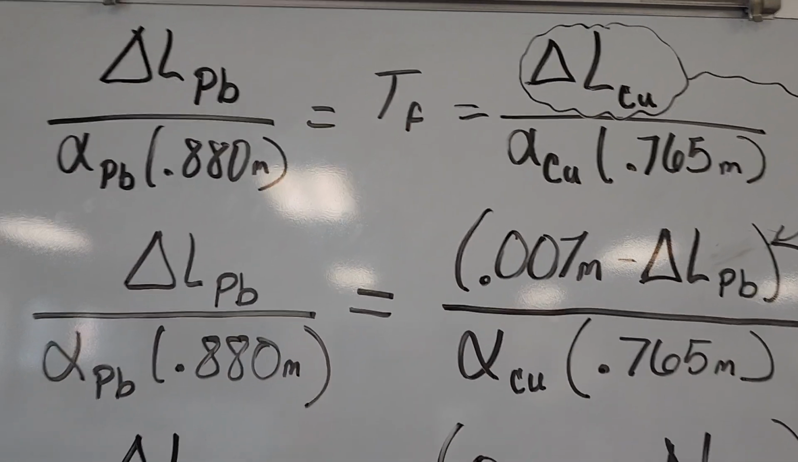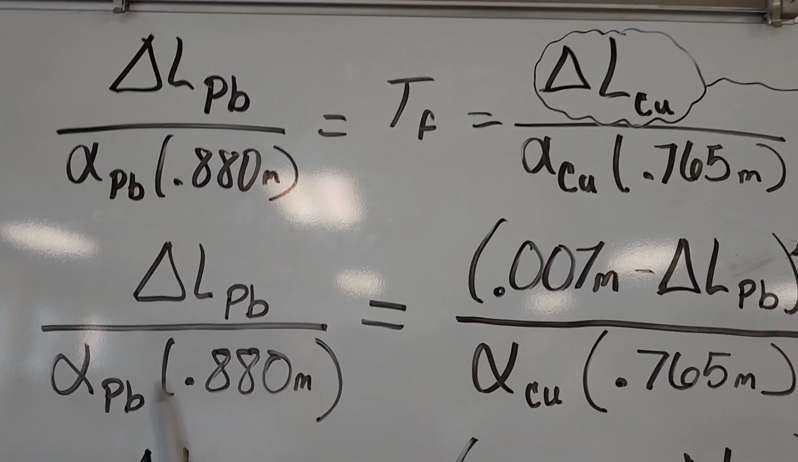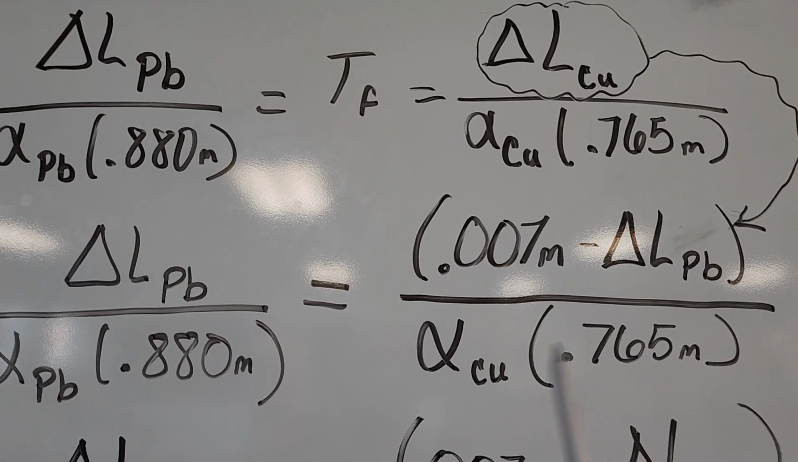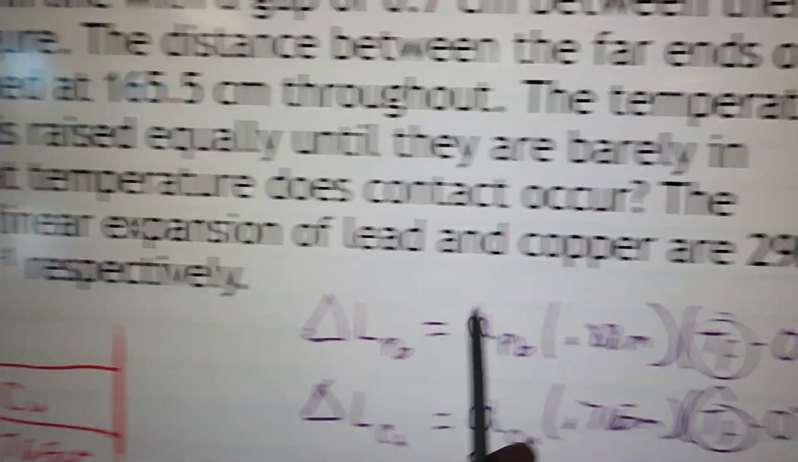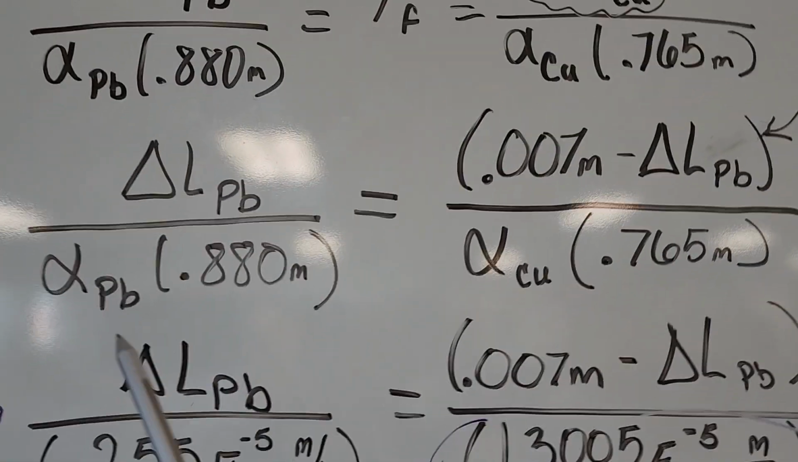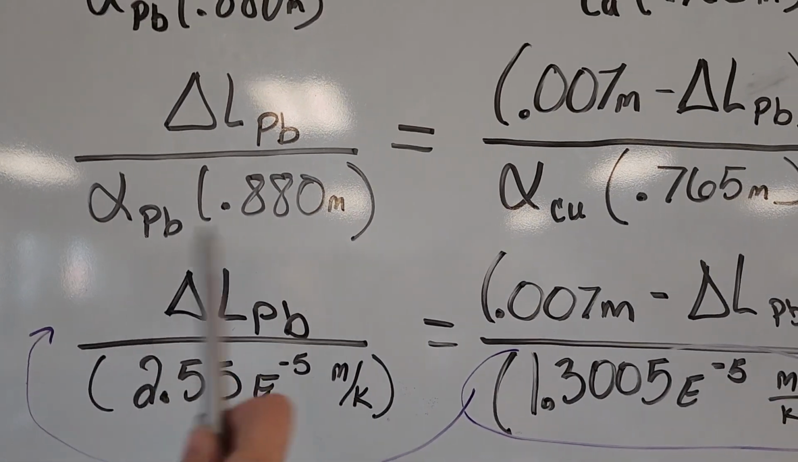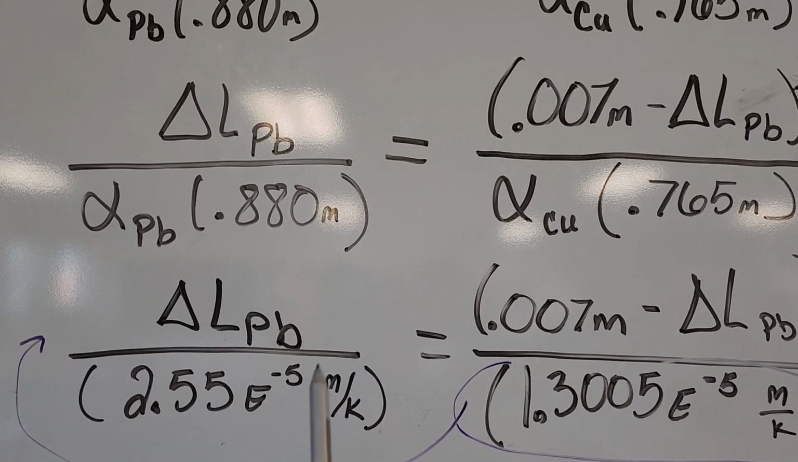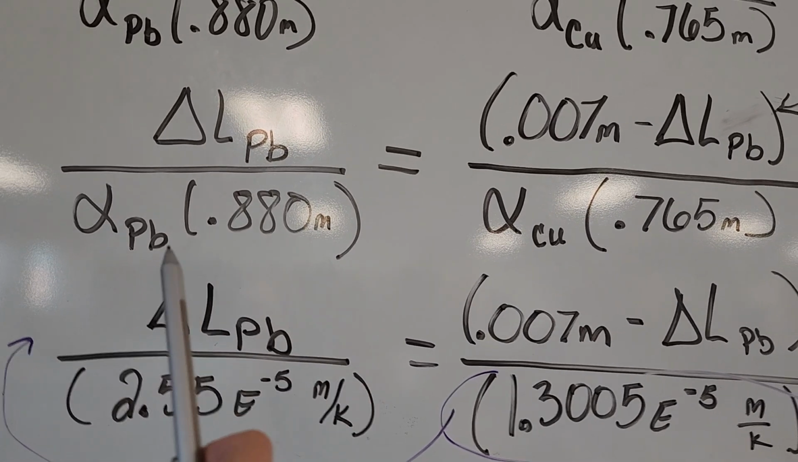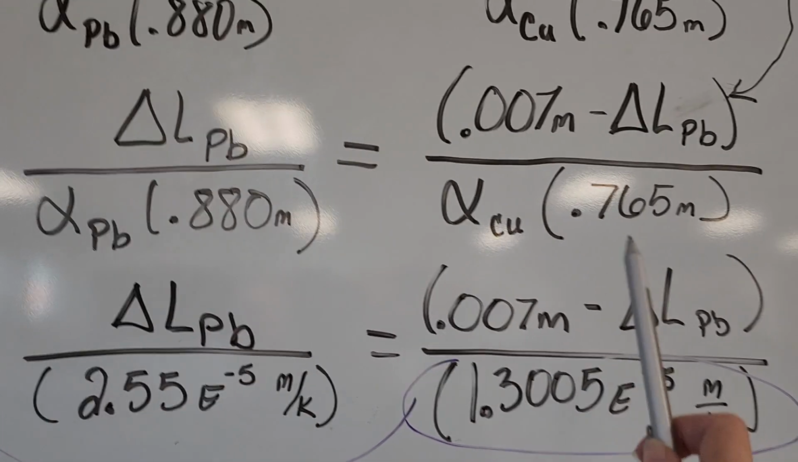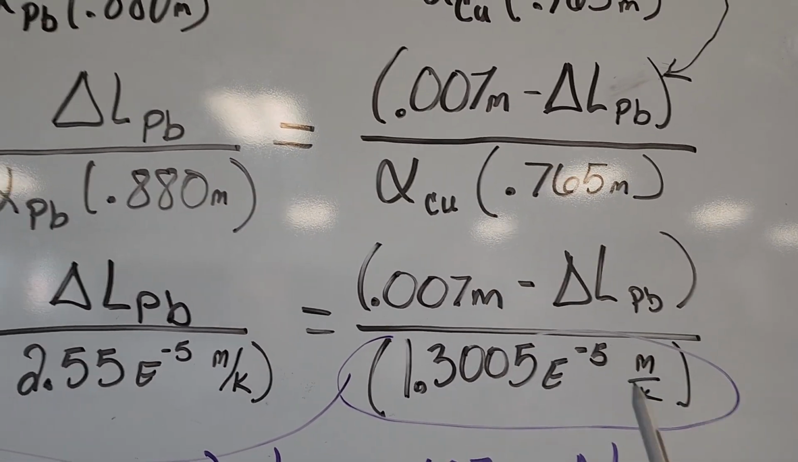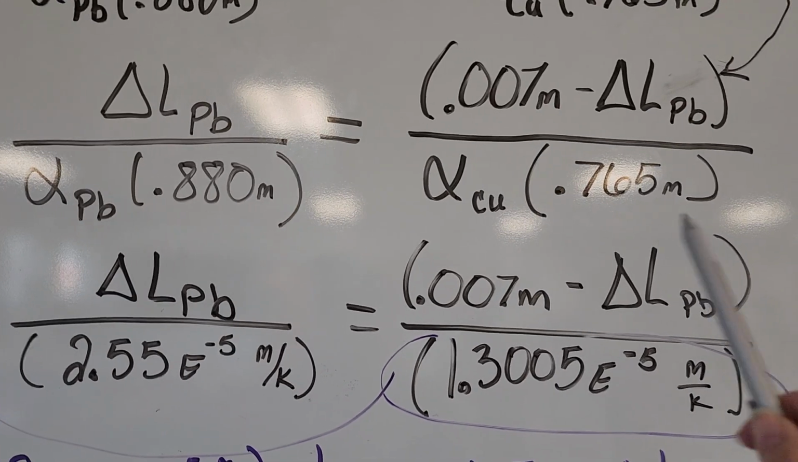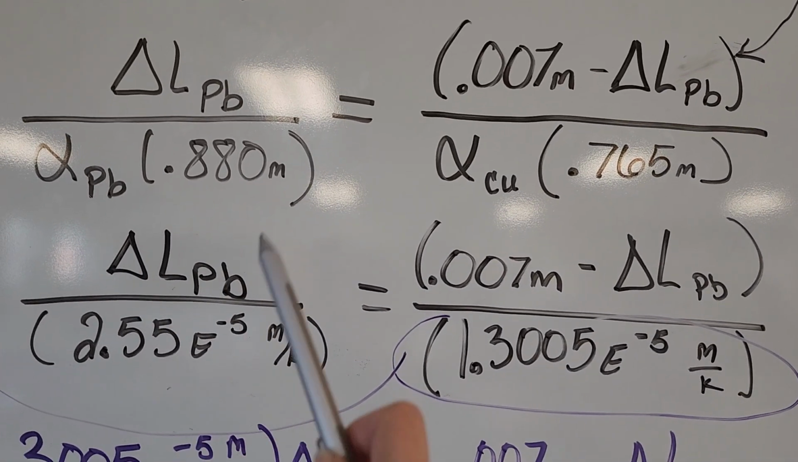In order to do that, we need to do some algebra. First, we're going to multiply these two, and then we'll multiply these two. Those coefficients are found here or in that table. This one's for lead, and then copper is here. So when we multiply those, we get this denominator is equal to 2.55 e negative 5 meters per Kelvin. All right, this is in meters times 1 over K, so you get meters over K. These two multiplied together give us this number. So we're going to continue the algebra to solve for the unknown variable. We need to combine them.